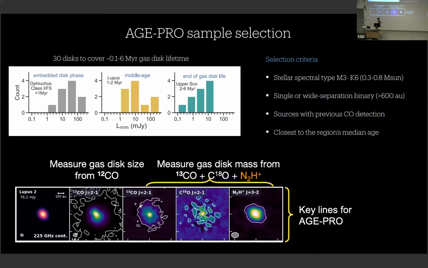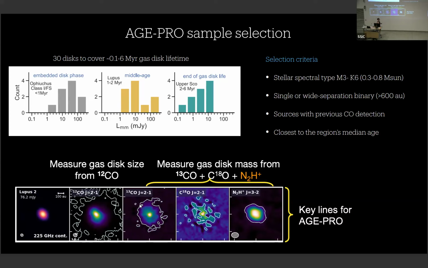We restricted ourselves to a narrow range in stellar mass because we know that disk properties are stellar mass dependent. And also we had to bias ourselves to sources which had previous CO detections, because as was mentioned, the CO isotopologues are some of the best tracers for the disk mass. And if you want to get a large program, you ought to be sure that at least the main CO isotopologue was previously detected.